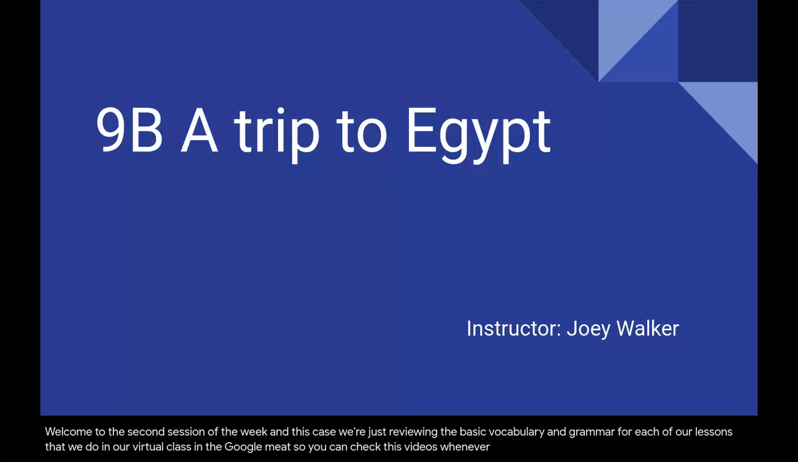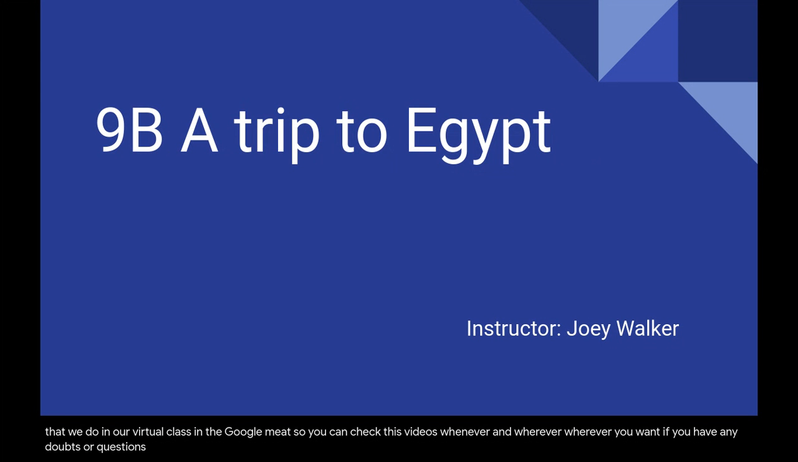In this case, we're just reviewing the basic vocabulary and grammar for each of our lessons that we do in our virtual class in Google Meet. So you can check these videos whenever and wherever you want if you have any doubts or questions about the basic material. So I'm your instructor, Joey Walker, and we're working on Unit 9, Lesson B, A Trip to Egypt from our course book Face to Face, second edition.